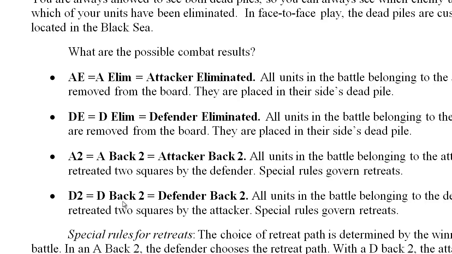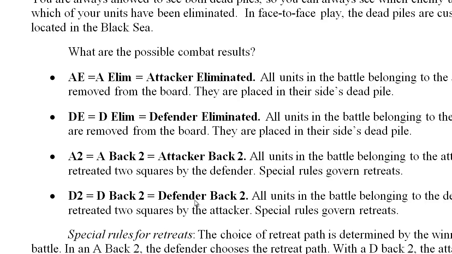and D back 2. The attacker units are retreated 2 squares, or the defender units are retreated 2 squares. The player who wins the battle determines where the units are retreated to. So if the attacker is retreated 2 squares, A back 2, his units are moved backwards by the defender. If the defender is retreated 2 squares, D back 2, the defending units are retreated 2 squares by the attacker.